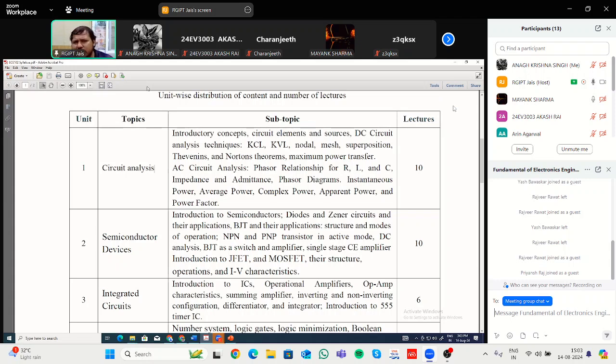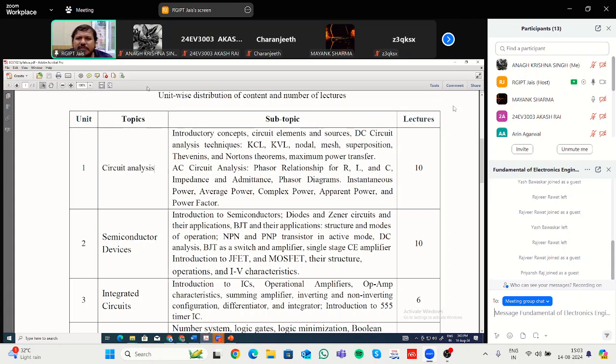There is also a lab session, but the lab session is not conducted online. The lab session will be in offline mode. So whenever you come, only then will we start the lab session for fundamentals of electronics, and you will also have to compensate with at least 2 lab sessions each week. In that way we will do it.